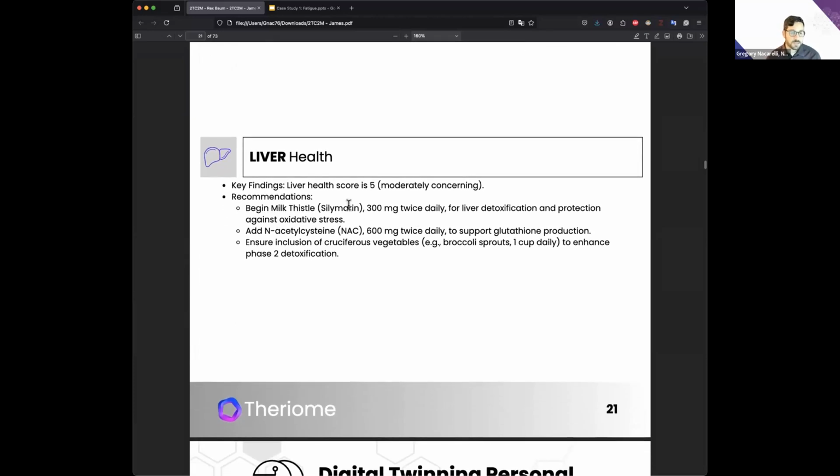Helping with general detox, his liver score was sort of in the middle. Milk thistle, NAC, just to help with, again, the liver health and detox in general. Add these things: milk thistle with cinnamon, 300 milligrams twice daily, and NAC, 600 milligrams twice daily. Recommend this on an empty stomach. And then adding cruciferous vegetables as part of a healthy diet to support detox.